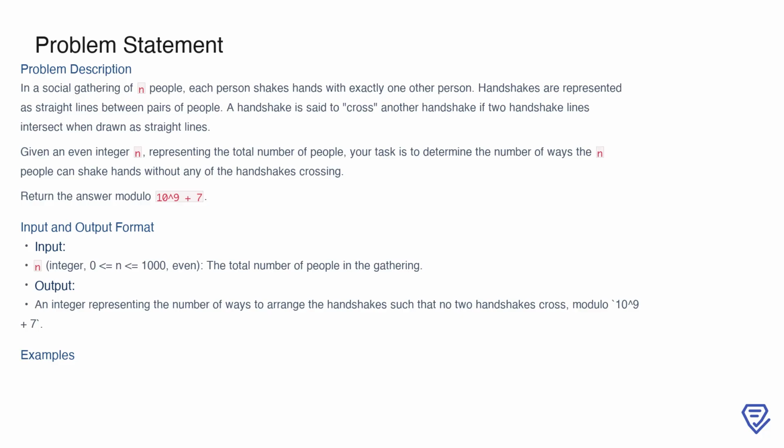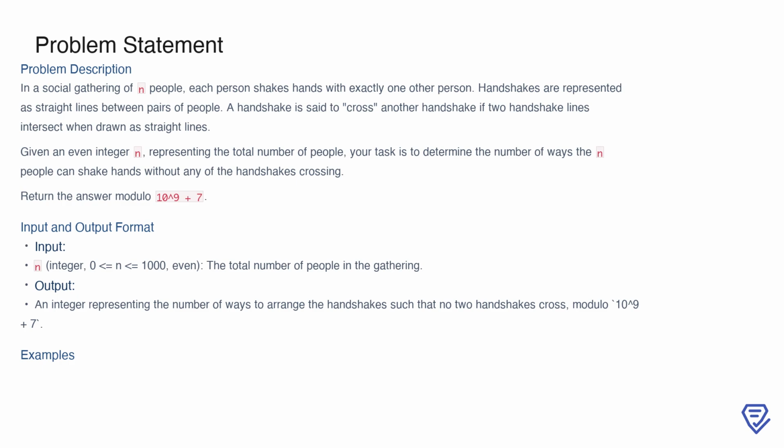The goal of this problem is to determine how many ways the N people can shake hands such that no two handshake lines cross. The input will always be an even number N, representing the total number of people, and the output should be the total number of valid arrangements of handshakes. Since the number can grow very large, the answer should be returned modulo 10^9 + 7, which ensures that the result fits within standard computational limits.